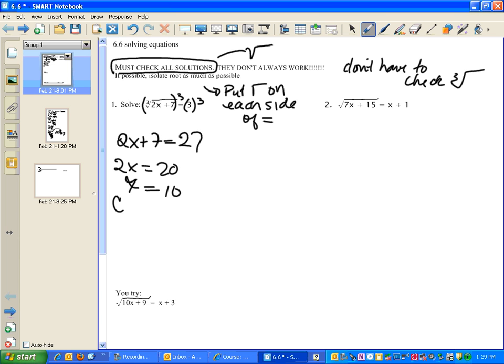So if you were going to check it, yes, just because you have some time and you want to make sure you didn't do a silly algebra error, you'd put under the cubic root 2 times 10 plus 7. Does that equal 3? That's the cubic root of 27, which is 3, and 3 is equal to 3, and it checks.